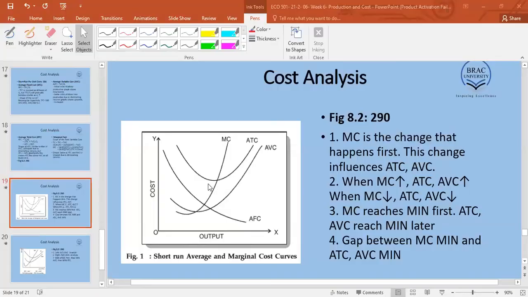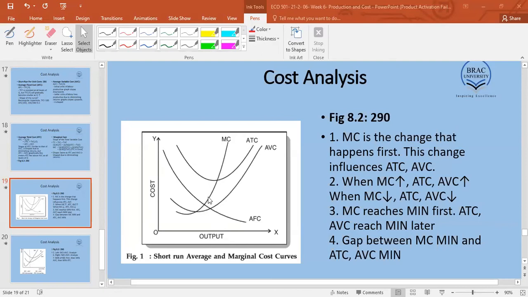Yes, sir. Initially, it will fall like any cost curve, and then it starts to rise. That's exactly what we saw. Initially, it starts to fall, then it starts to rise. Now, which change happens first? Marginal change. Do we agree? Yes, sir. Once we see that the marginal is increasing, we know that the average is also increasing.